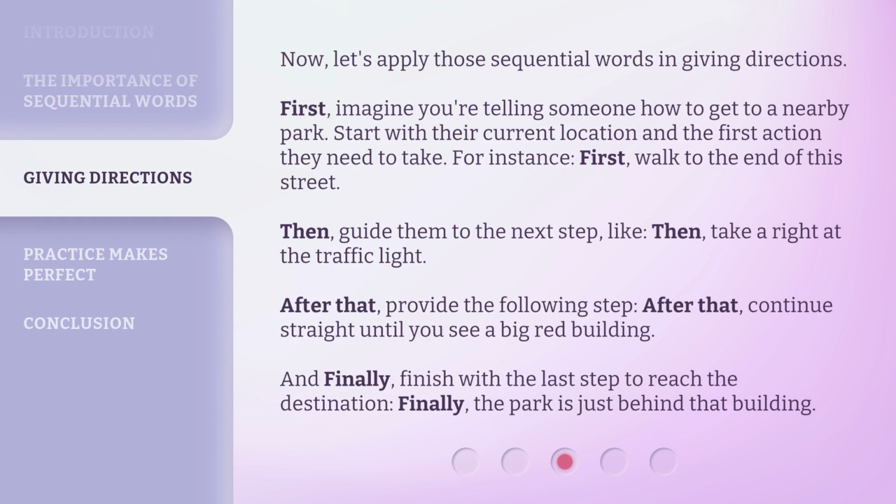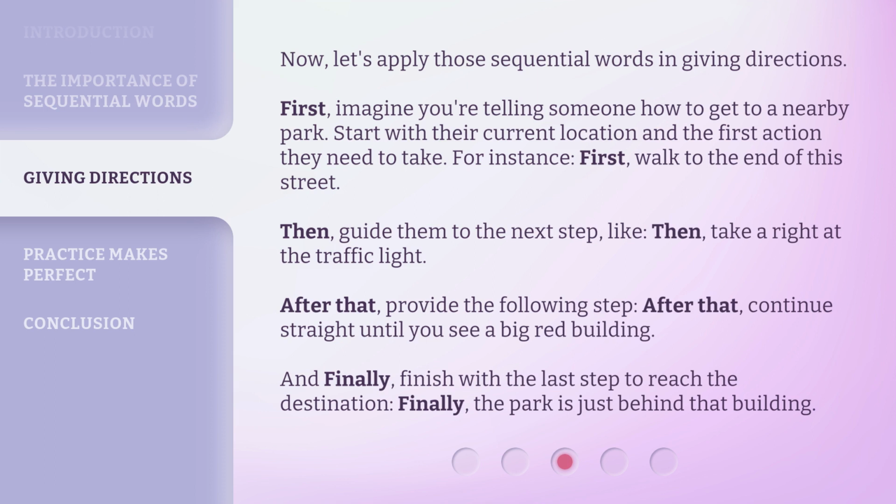Now, let's apply those sequential words in giving directions. First, imagine you're telling someone how to get to a nearby park. Start with their current location and the first action they need to take. For instance, first, walk to the end of this street.